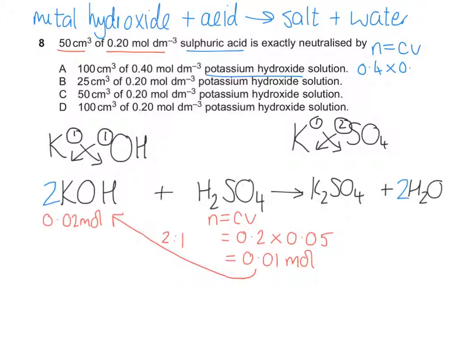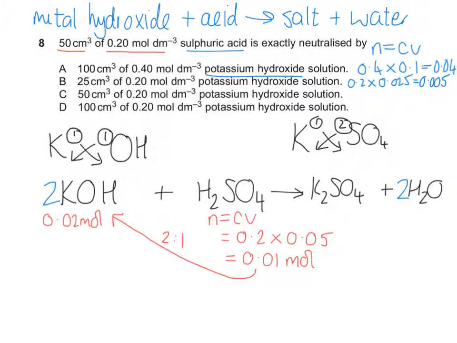So for option A, I've got a concentration of 0.4 and a volume of 100 centimeters cubed, which is 0.1 decimeters cubed, and that gives us 0.04 moles. So that's not our answer. For option B, I have a concentration of 0.2 times by 0.025 decimeters cubed, which gives me 0.005 moles. So again, that's not right.